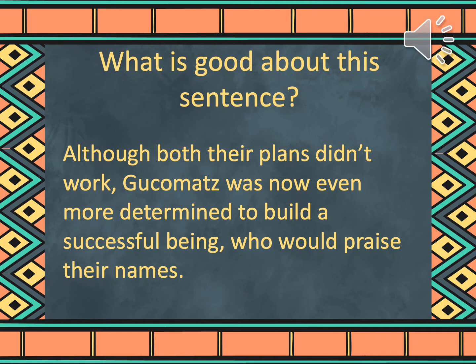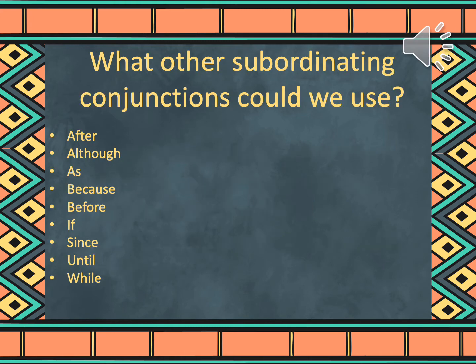This sentence starts, "Although both their plans didn't work, Gukuma's was now even more determined to build a successful being who would praise their names." So think carefully, there is something very similar with this sentence and the previous one. What do they both start with? So you should have realised that they both started with a subordinating conjunction.